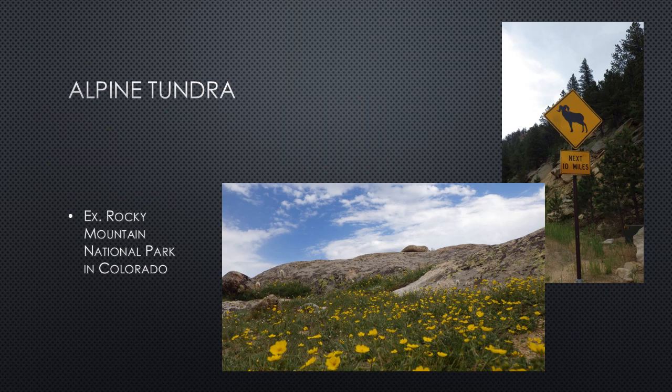Okay, here is our alpine tundra. This is what I was telling you about in Rocky Mountain National Park in Colorado. Again, same thing, very short bushes. The sign over here on the right was actually an approach to Rocky Mountain National Park, so that's actually not in the tundra. That's before you get there. So it's just kind of letting you know what's coming up.